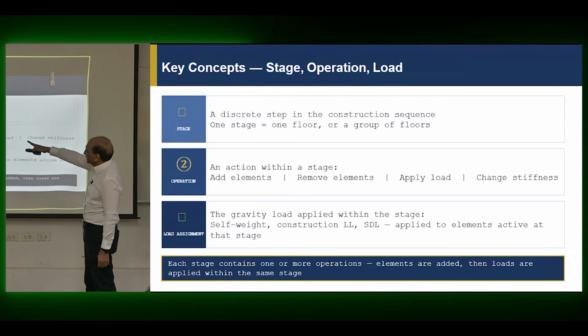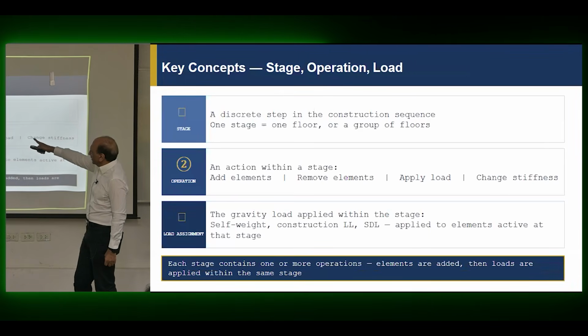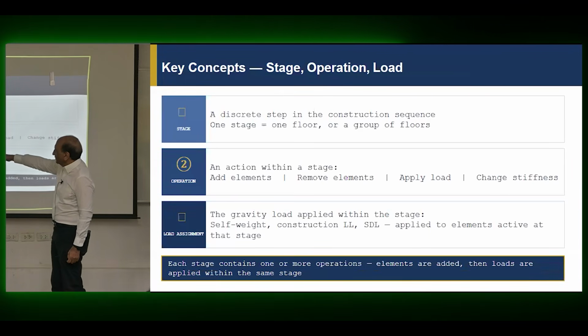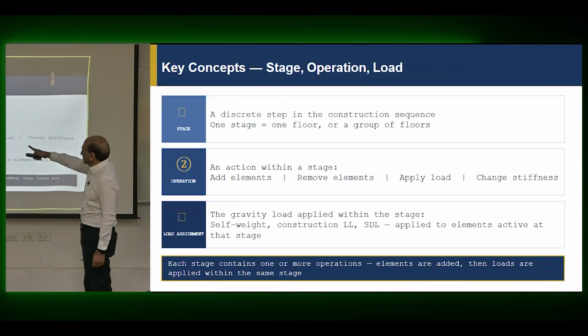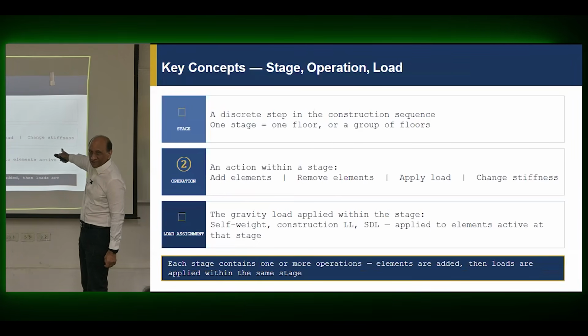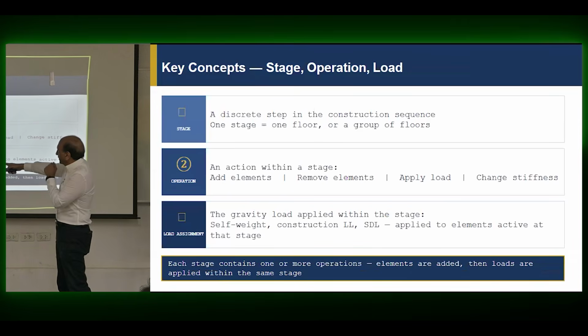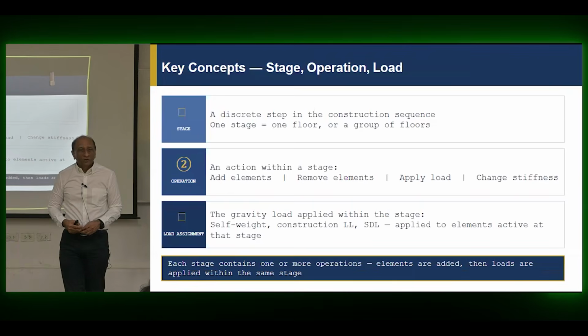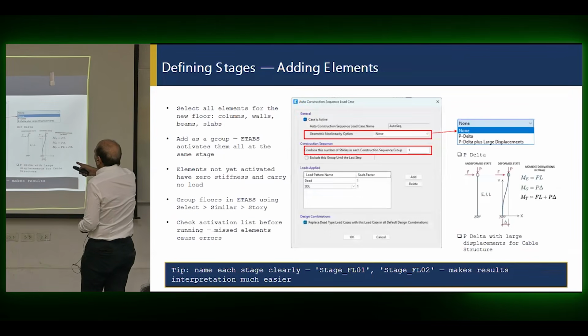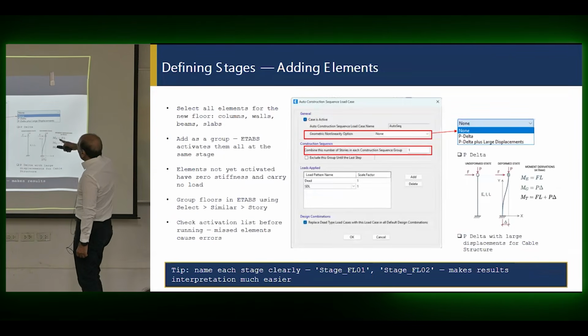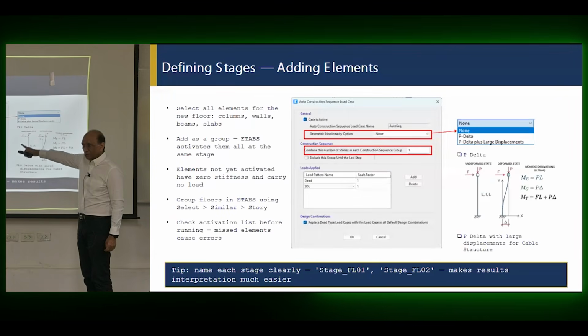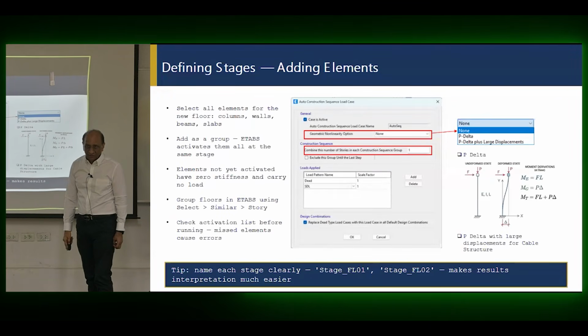And then a discrete step, 1 stage, 1 floor or group of floors, is an action within a stage: add elements, remove elements, apply load, change stiffness, right? So this is what you can do by yourself. The gravity load applied within the stage, self-weight, construction live load, all of that. So complete control on how you do it. So P delta plus large displacement, all of that you can select. You must always select P delta for construction stage.